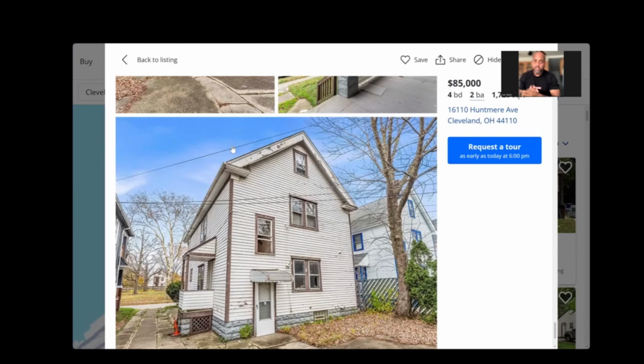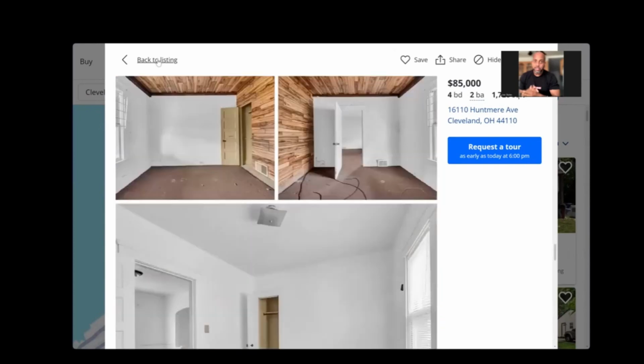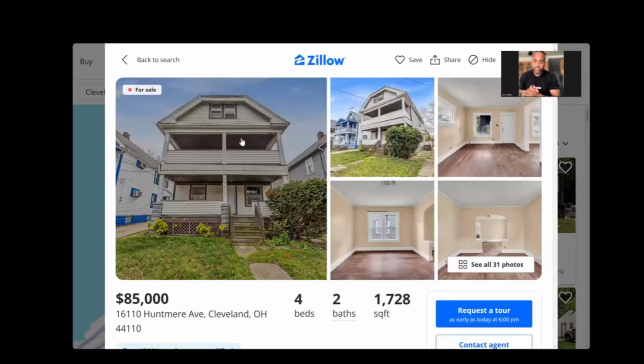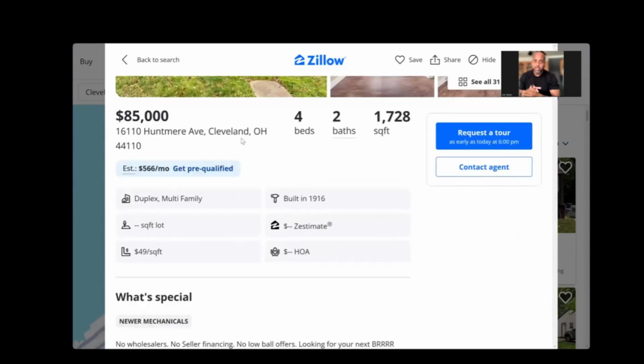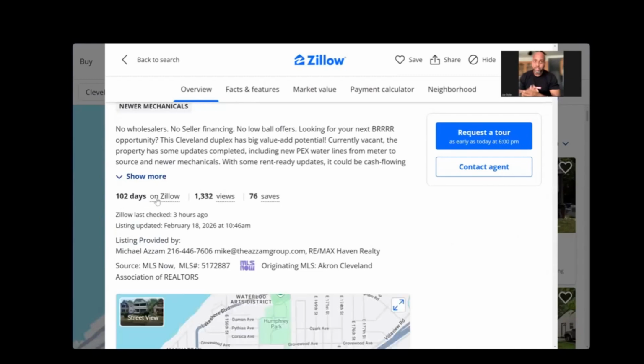But yeah, so there is renovation, people are fixing up houses. I mean, it's not the best neighborhood, but it's coming back is what I'm trying to say. So again, let's go back to the listing. It's still saying for sale at 85K, and it's been on Zillow only 102 days. So this 102 days is only 3 months.